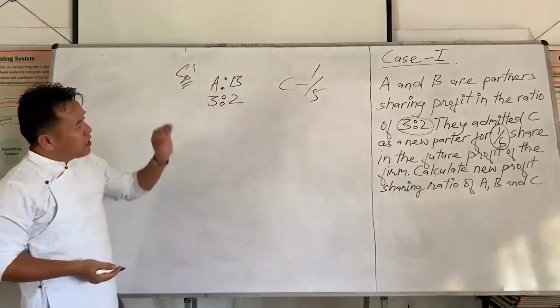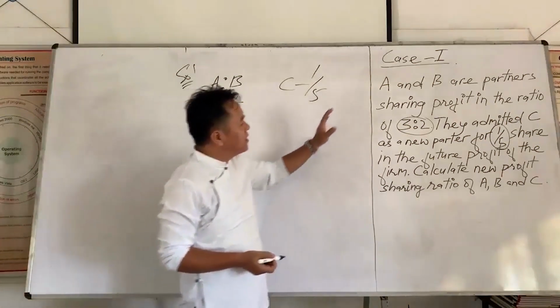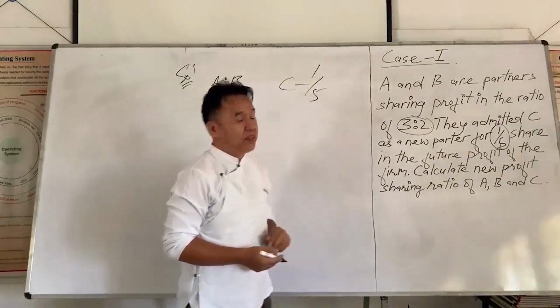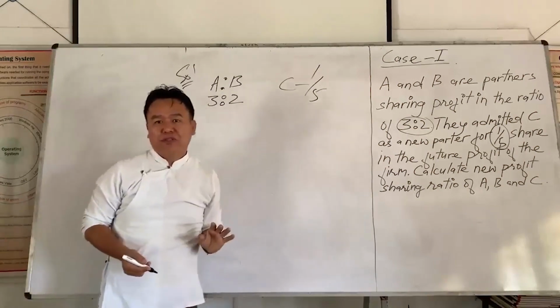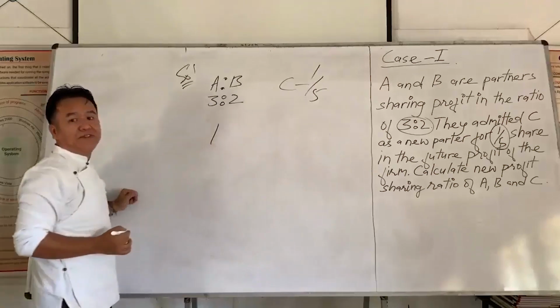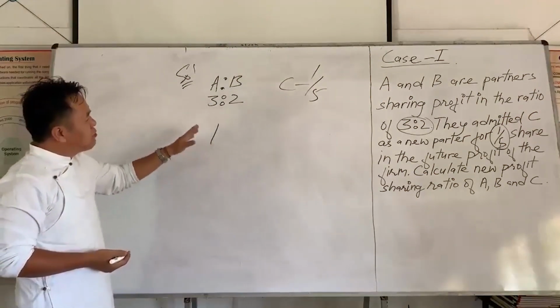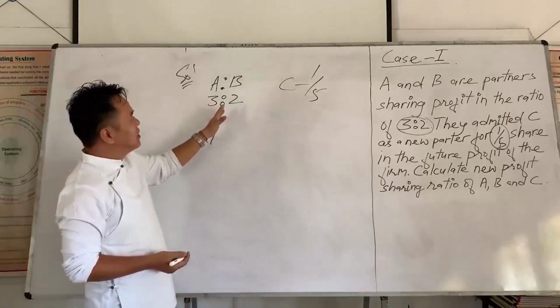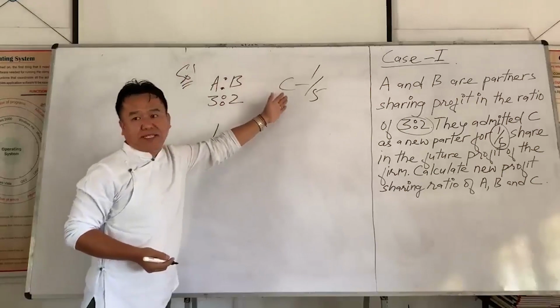Here, information is not given with regard to sacrifice made by the old partners. If such a question is given, then we have to make an assumption. So here we have to assume the firm's share of profit. Firm's share of profit means the share of profit of all the partners, including new partners, I mean the share of A, B and C.